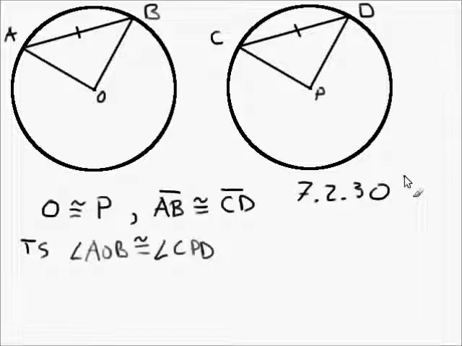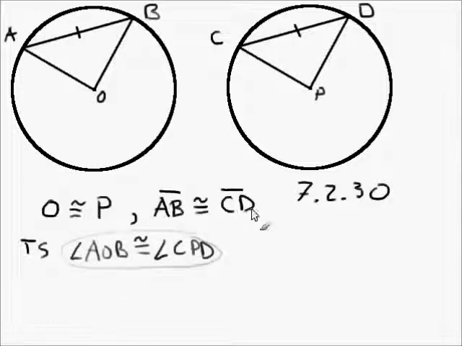We've got congruent circles, or the same circle, and I have two chords that are congruent. In this case, it's chord AB and chord CD. What we need to show is that the chords' central angles, that is to say these angles that they make from endpoints to the center, are congruent. So we need to show AOB is congruent to CPD.